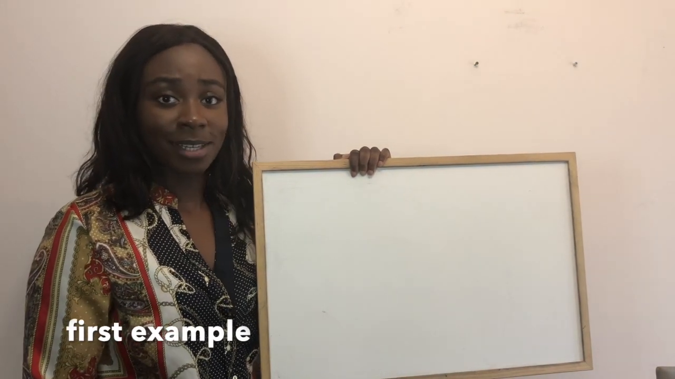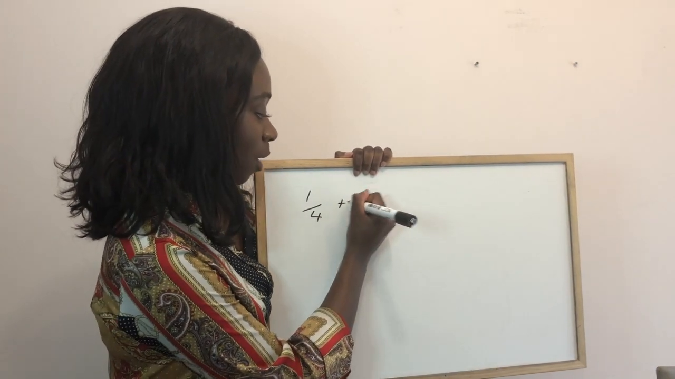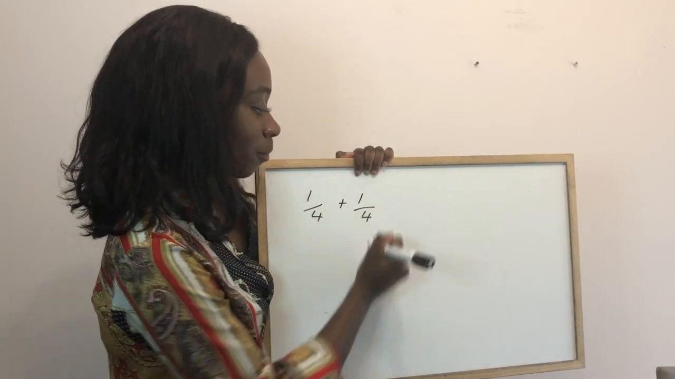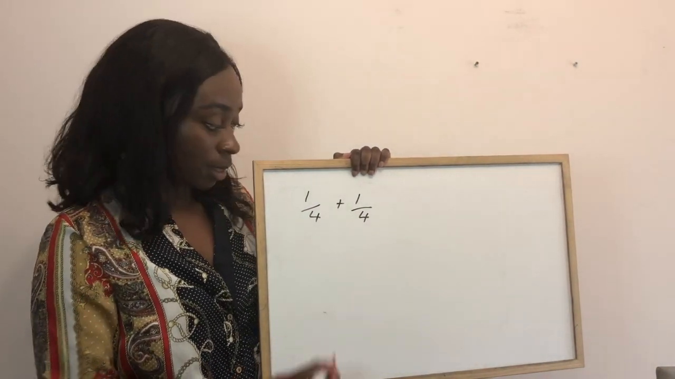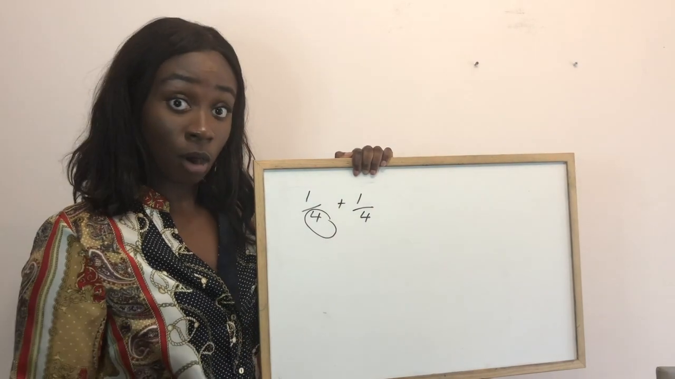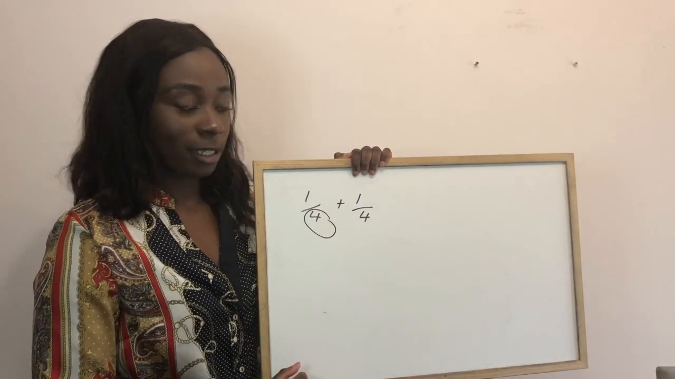So let's start off with an example. We've got 1 over 4, add 1 over 4. And as you can see, these fractions have the same denominator. The denominator is the bottom number of a fraction. And for completion, the top number of a fraction is called a numerator.